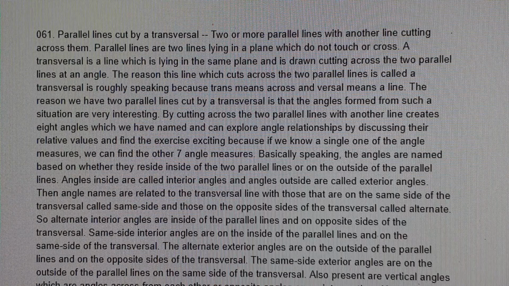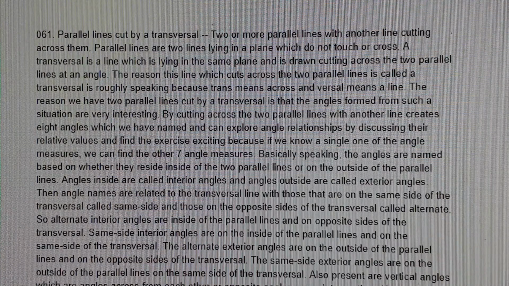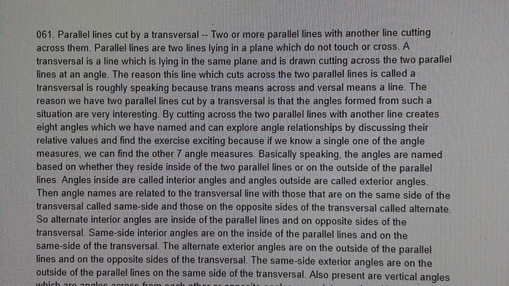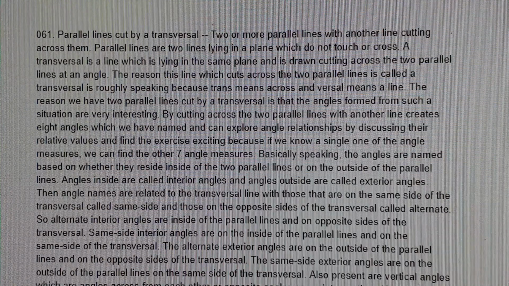The reason we have two parallel lines cut by a transversal is that the angles formed from such a situation are very interesting. Cutting across the two parallel lines with another line creates 8 angles, which we have named and can explore angle relationships by discussing their relative values. We find the exercise exciting because if we know a single one of the angle measures, we can find the other 7 angle measures.